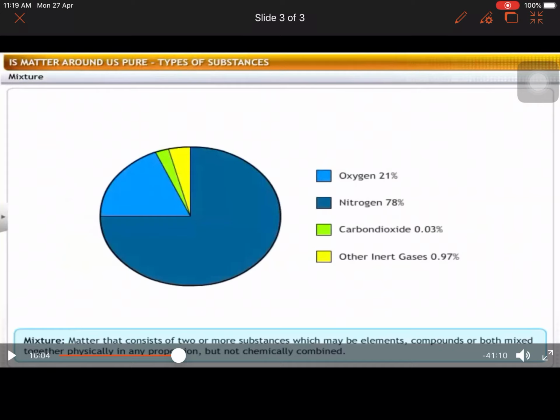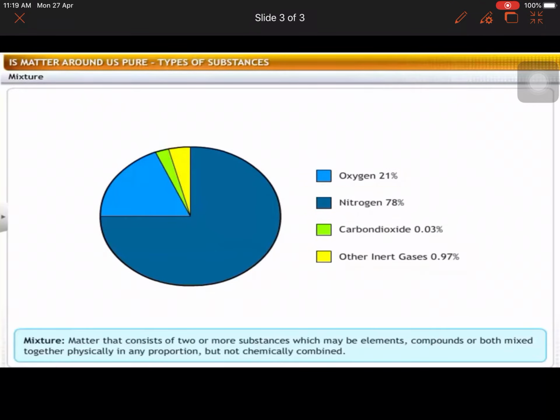Mixtures are those combinations of substances or compounds that are not chemically mixed, right? Not chemically bonded. They are just mixed only. For example, gases like oxygen, nitrogen, carbon dioxide, etc. These gases are not chemically combined with one another and can be separated by suitable means.